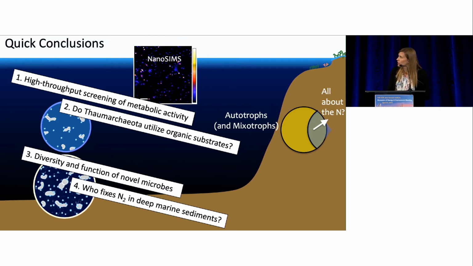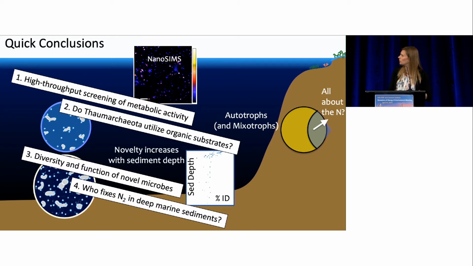From the Thaumarchaeota question, do Thaumarchaeota utilize organic substrates? We saw that primarily they don't use organic carbon. We do see a lot of use of organic nitrogen. We think this could be because they're breaking it down and using the ammonia for their catabolism, the ammonia oxidation, which explains why they have all of the genes necessary for taking up this organic nitrogen.